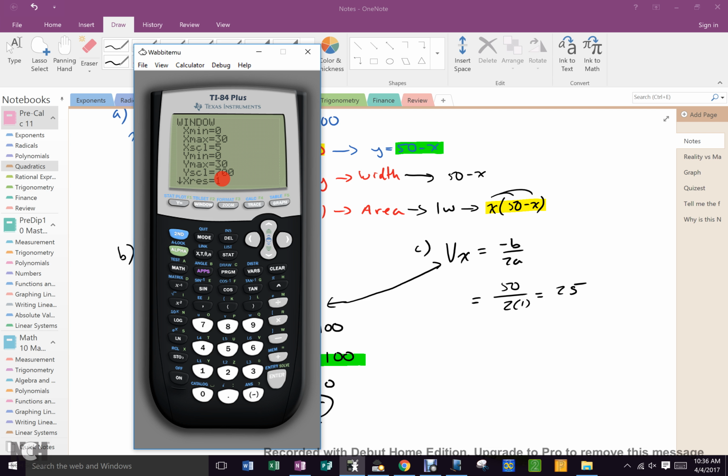And let's make this 30. Now, can my scale be 700? No. What should my scale be? 5 again. Now I'm going to graph it. Oh my God, what happened? What didn't we do big enough? There's only X's and Y's. What did we screw up?